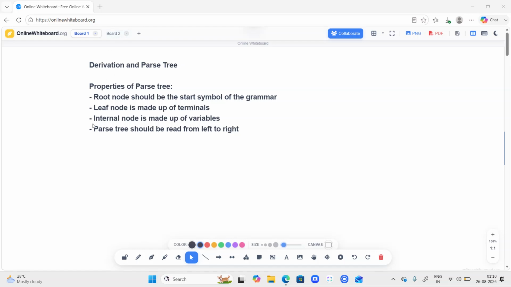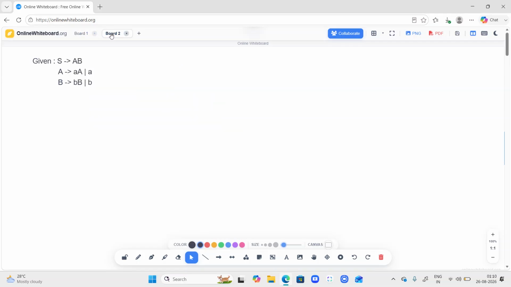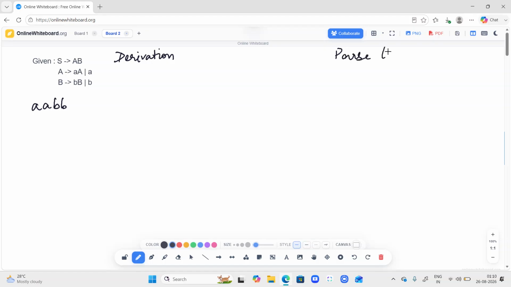Let's take one example and understand these properties. Usually the question will be, you will be given production rules and you will be asked to draw the parse tree or derive a certain string. Okay, let's start. These are the production rules given. Let's say the string that you want to derive is ABB. This is the string that I want to derive. So let's have a look at how the derivation can be written. This is the derivation, and here we'll be drawing the parse tree.